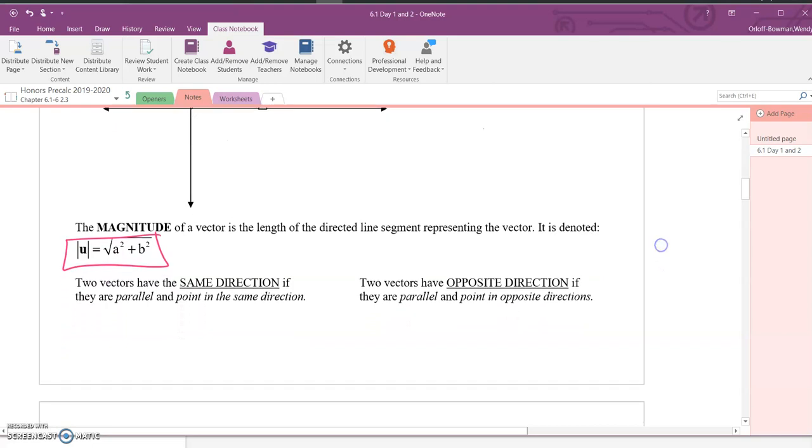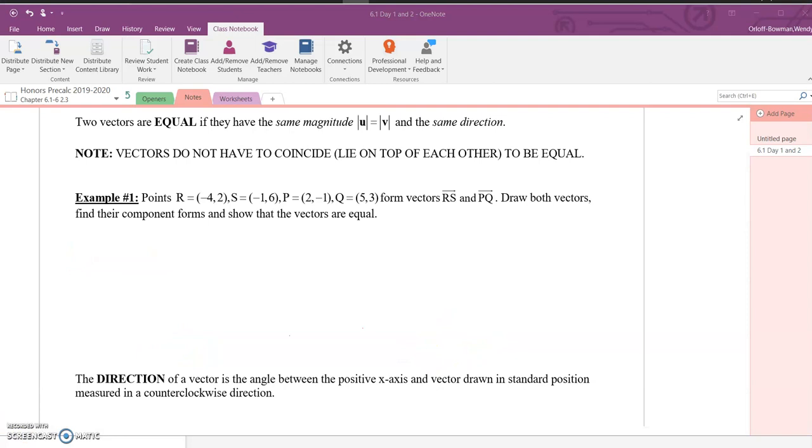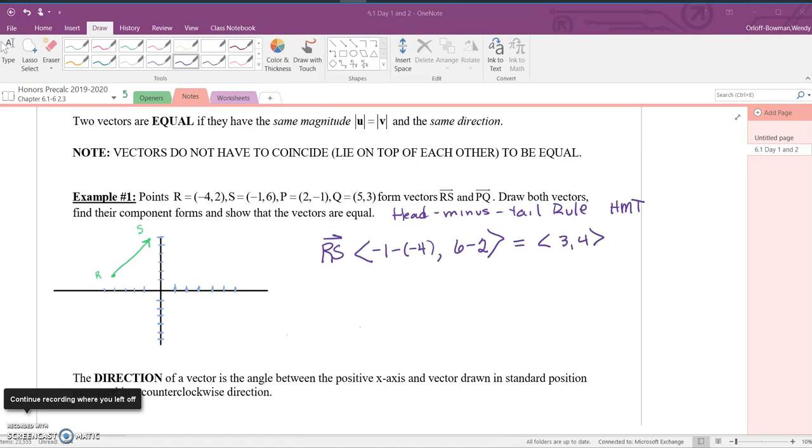Two vectors have the same direction if they are parallel and point in the same direction. Two vectors have opposite direction if they are parallel and point in opposite directions. We can claim that vectors are equal if they have the same magnitude and the same direction.